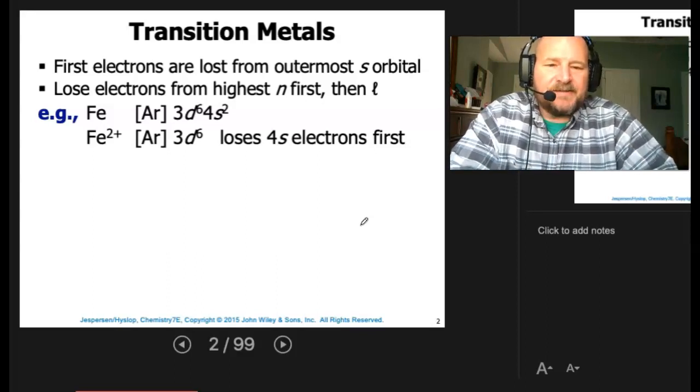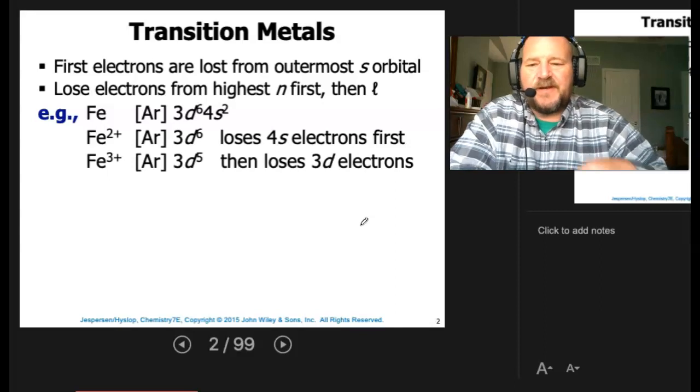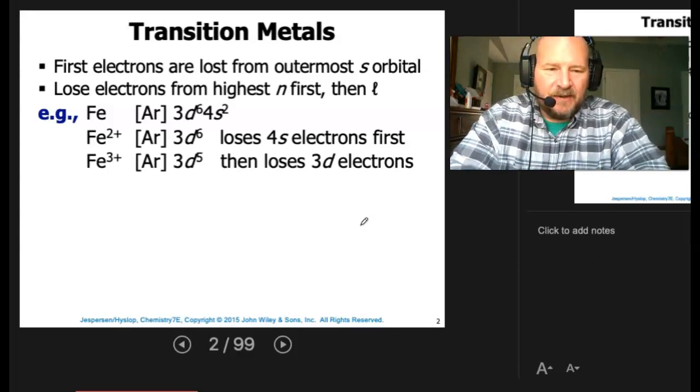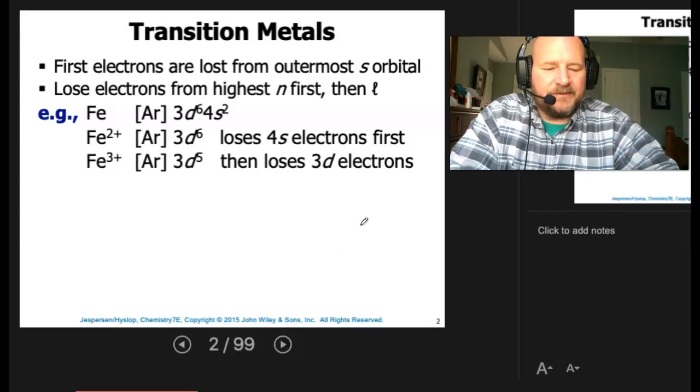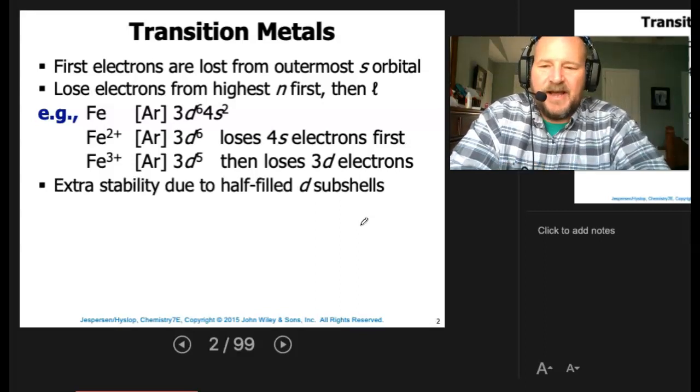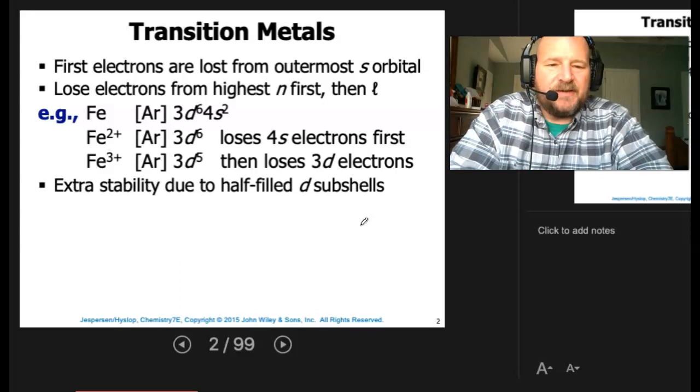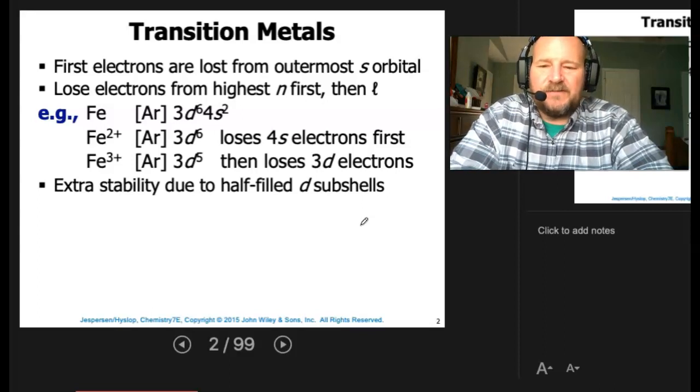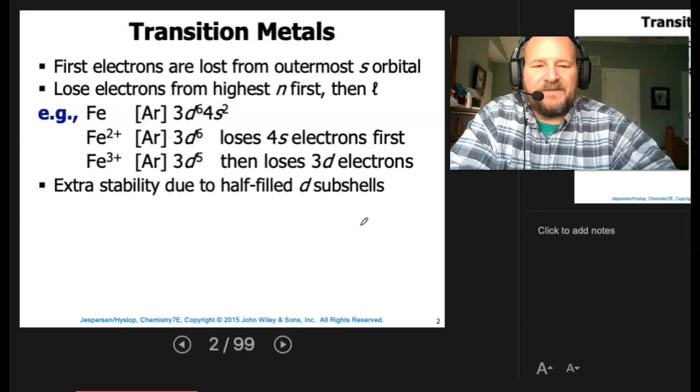In this case, once we got rid of those first two, we look at Fe3+, and now it's willing to lose a d electron. Now we pick up a little bit of stability here. So Fe3+ is actually more stable than 2+. And if you recall, that's because of that half-filled energy level. So rather than having 3d6, we can drop down to 3d5.